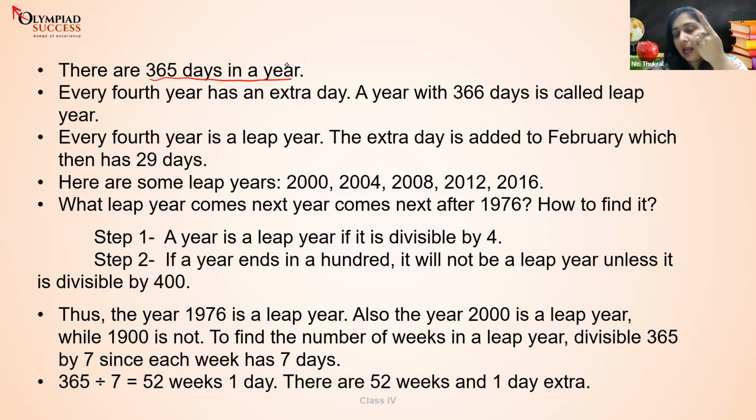There will be one extra day which is coming, right? So this one extra day will make the fourth year a leap year and my days will become 366 days. Okay? So every fourth year, we will call that year a leap year. And that one day is adjusted in the month of February and the February days will become from 28 to 29.